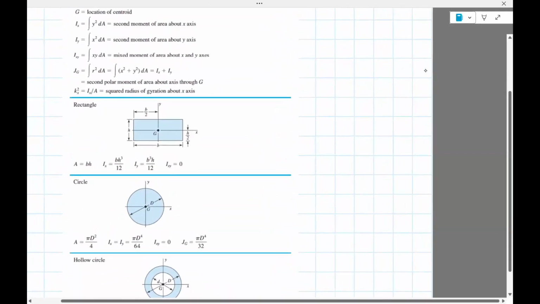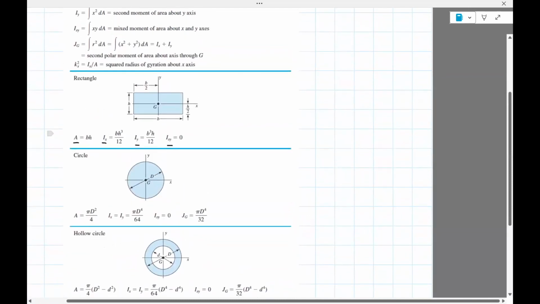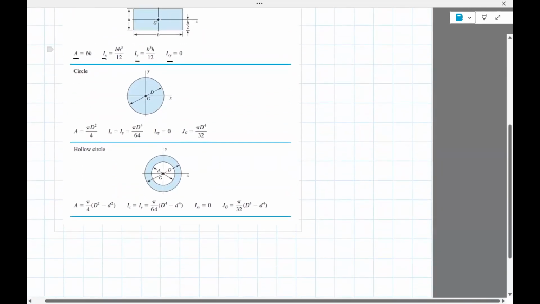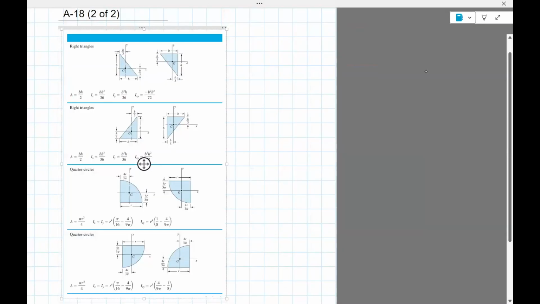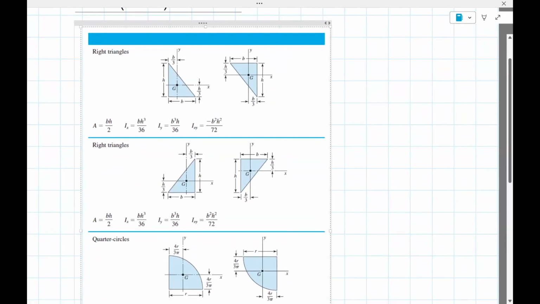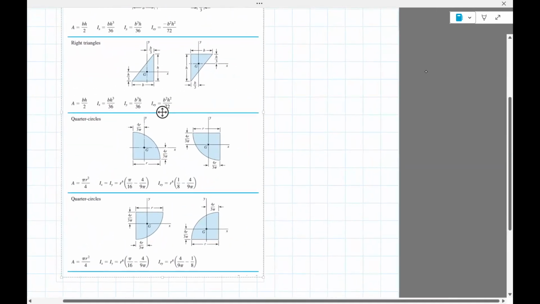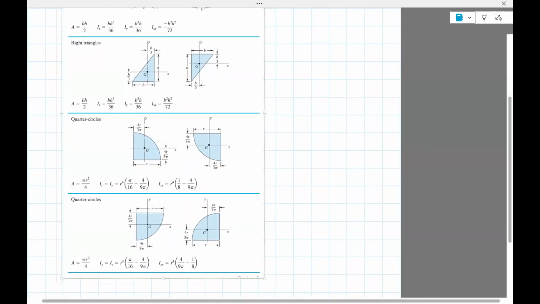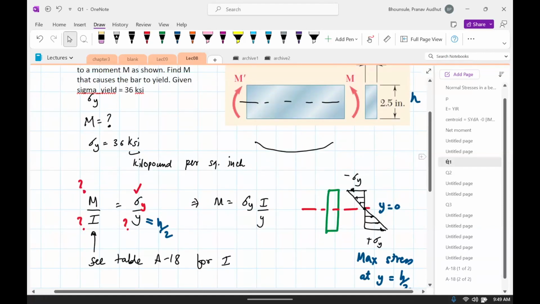Okay, so it gives you area, Ix, Iy, Ixy for rectangle, for a circle, hollow circle, and there's another page. And this gives for some more complex geometries like a right triangle and different configurations, and then quarter circle. I'm surprised they didn't give a semicircle. Yes, that's table A18. I'll give it to you in the notes. You don't have to buy the book just because of that.